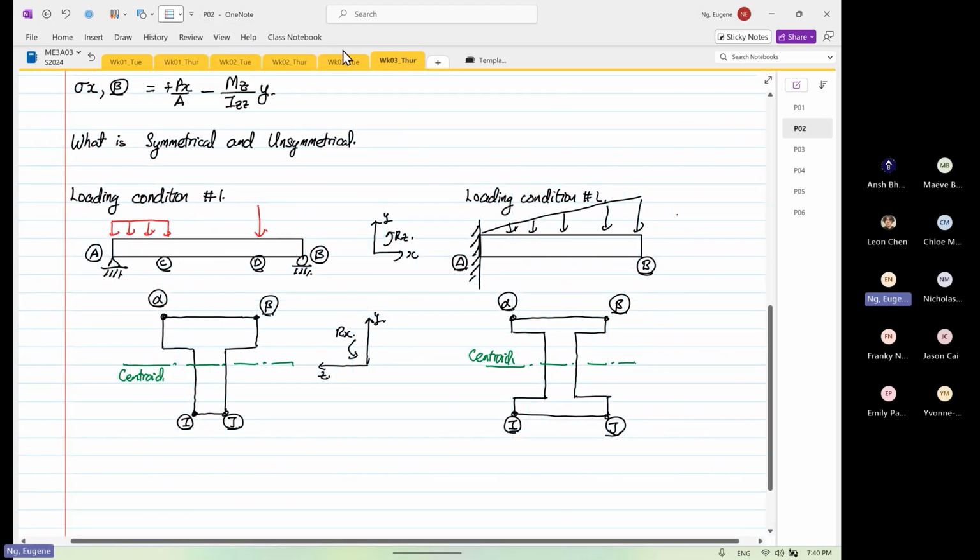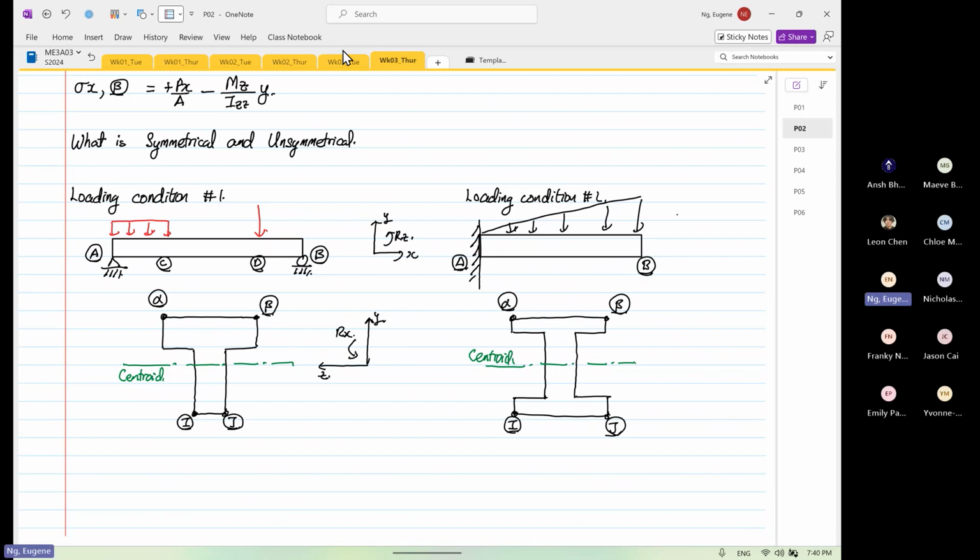So can anyone tell me which one is symmetrical and which one is unsymmetrical? You can just type down, okay? Is condition number 1 symmetrical, or is condition number 1 unsymmetrical? Or is loading condition number 2 symmetrical or unsymmetrical? Just make a guess. You can write condition 1 symmetrical, condition 2 unsymmetrical, or condition 1 and 2 unsymmetrical. What is it? Come on.